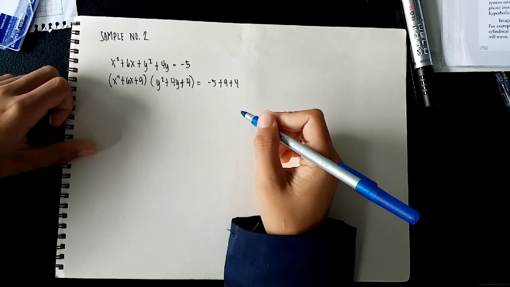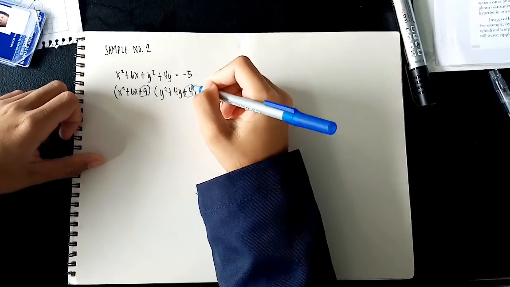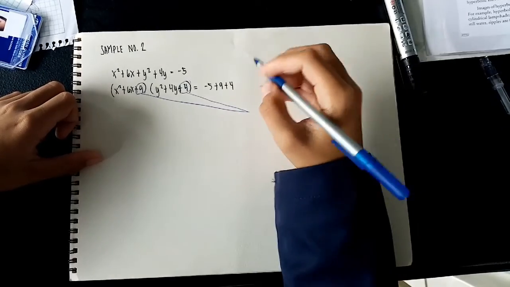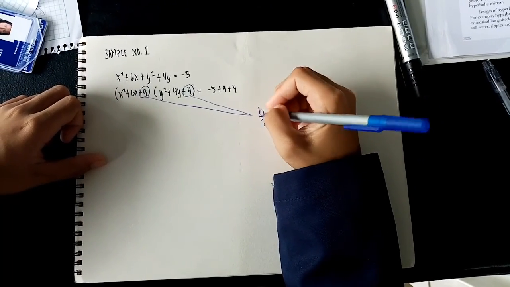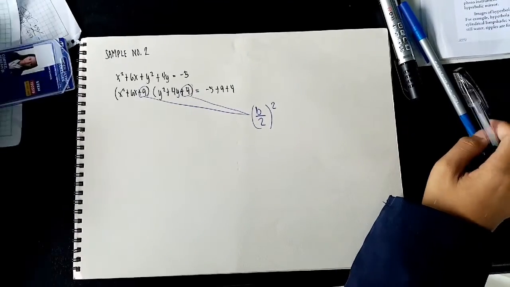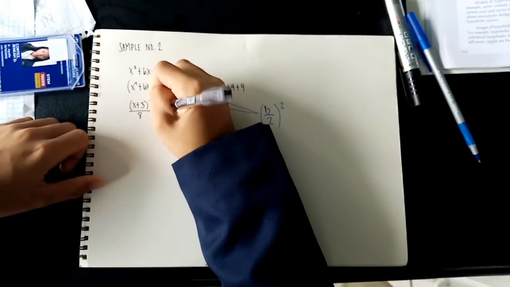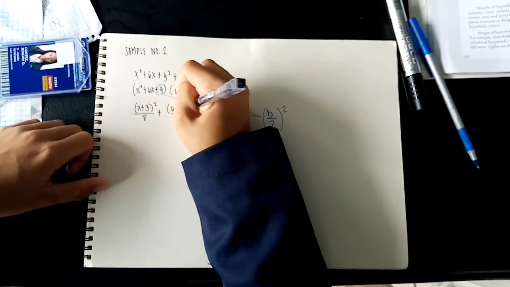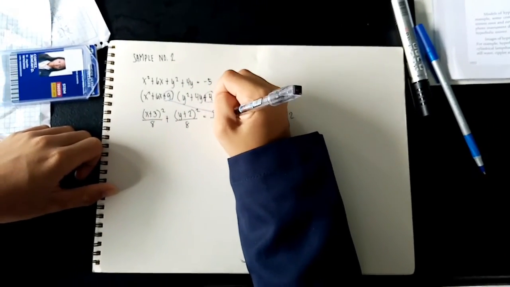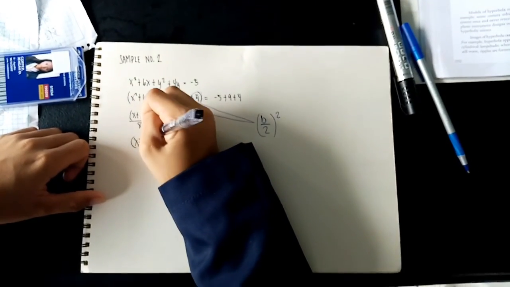Sample number 2. We have x squared plus 6x plus y squared plus 4y equals -5. Then, let's group x and y in different parentheses. So we have x squared plus 6x plus 9 and y squared plus 4y plus 4. What we add here must also be added to -5. Now let's simplify: x squared plus 6x plus 9 becomes (x + 3) squared, and y squared plus 4y plus 4 becomes (y + 2) squared. And -5 plus 9 plus 4 is 8.